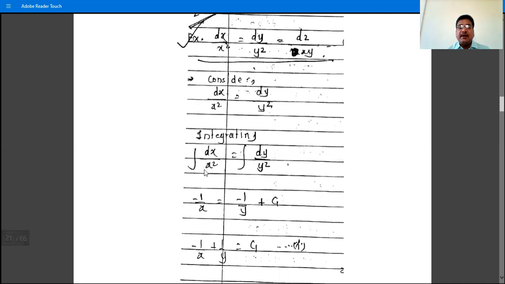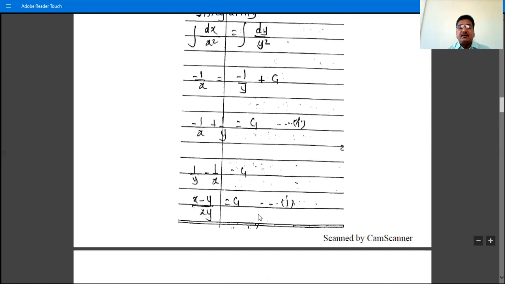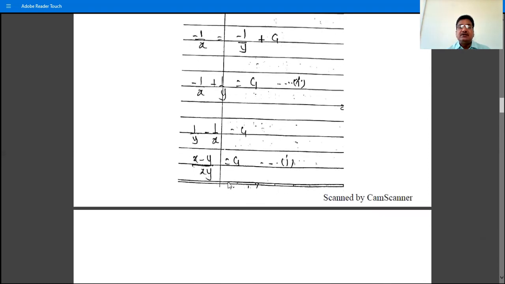The integration of 1 by x square is minus 1 by x, because the derivative of 1 by x is minus 1 by x square. And the integration of 1 by y square is minus 1 by y with respect to y. Adding the constant of integration c1, minus 1 by x plus 1 by y is equal to c1, the first solution of the given differential equation, or we can simplify it: taking x into y as LCM, x minus y divided by x into y is equal to c1.